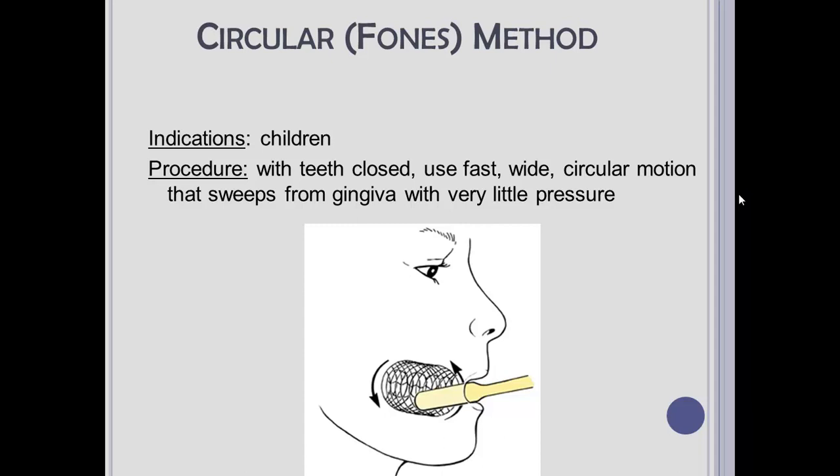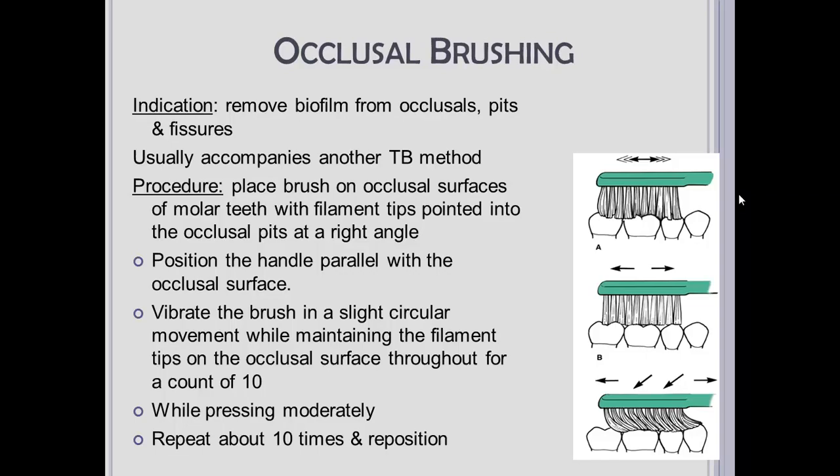And then Fones, or the circular motion, this is just really for children and young children. So the teeth are closed and you use a wide circular motion with very light pressure. Okay, so the problem is many times this is fine when you're young, but people don't progress and adapt as they get older and gain more dexterity. So you have to make sure that you transition people into an evolving toothbrush method.